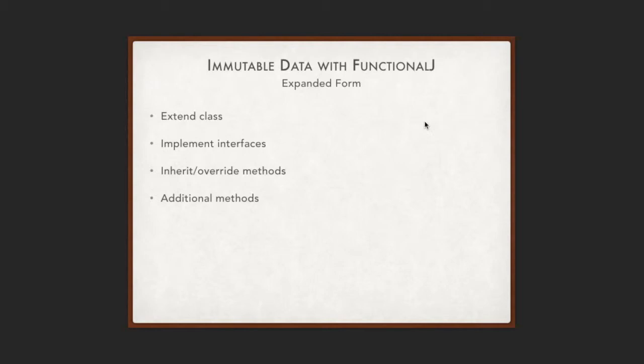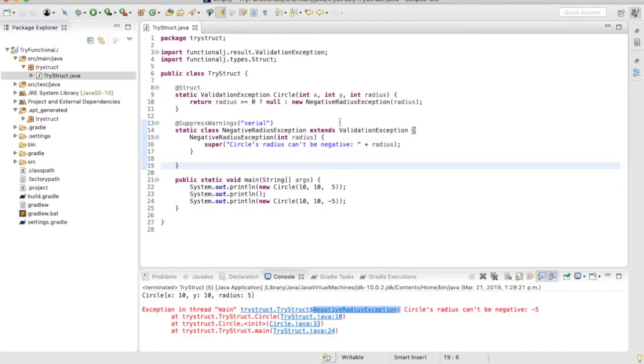So far, you have seen me create a data value using a specification method, which is called a compact form. Compact form is not enough if you want the generated class to extend some other class or implement other interface or inherit something else or override something else or add additional method. So we can create the object using an expanded form. So let's see how it looks.